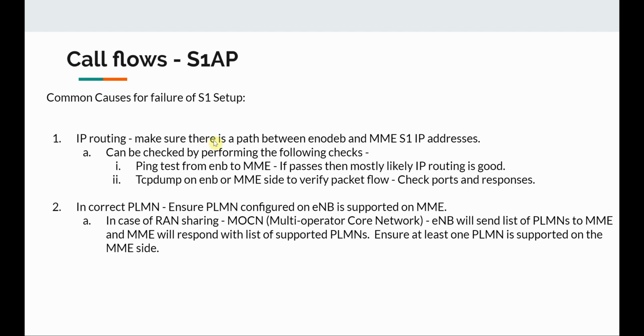Incorrect PLMN. Ensure the PLMN configured on the eNodeB is supported on the MME. Make sure that that is true, because in case of RAN sharing, for example in MOCN, the eNodeB will send a list of PLMNs to the MME and the MME will respond with a list of supported PLMNs. We have to ensure at least one PLMN is supported on the MME side for the S1 connection to come up. If it's not, then you will see that the S1 connection setup fails. And this is quite a common cause that I have seen in most of the networks, where the PLMN configuration is a mismatch.